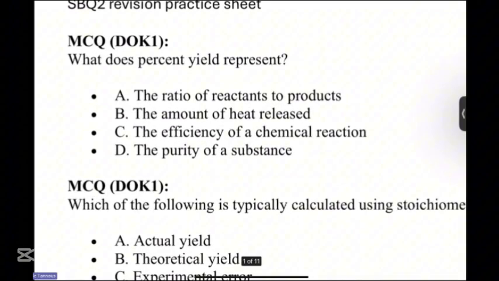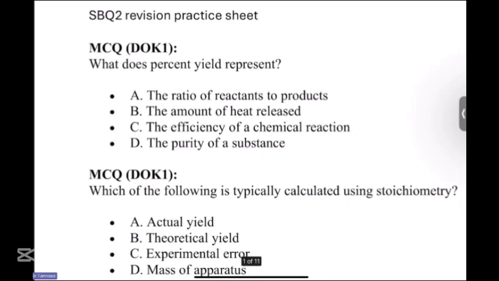So we start. The quiz is going to cover two lessons, the percent yield in stoichiometry and the forces of attraction. So let's begin with the first lesson.